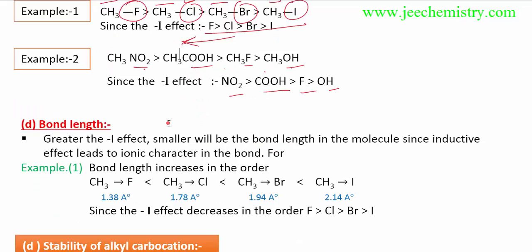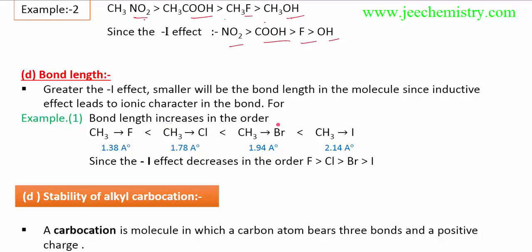And bond length. Bond length is also affected by the inductive effect. The greater the minus I effect, the more it will attract electrons towards itself. That's why it decreases the bond length. Fluorine has higher electronegativity and a higher minus I effect than chlorine, bromine, iodine, so it will attract more and more of the electron cloud towards it. So the bond length will decrease.